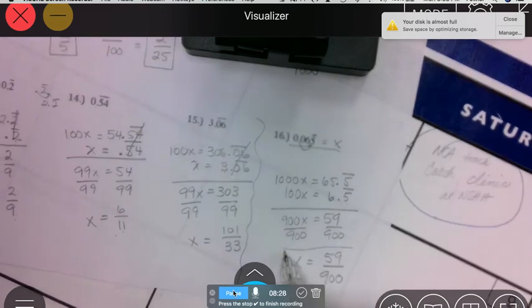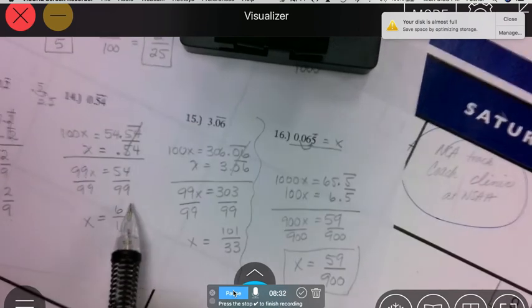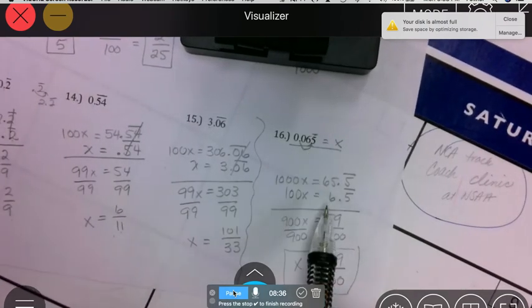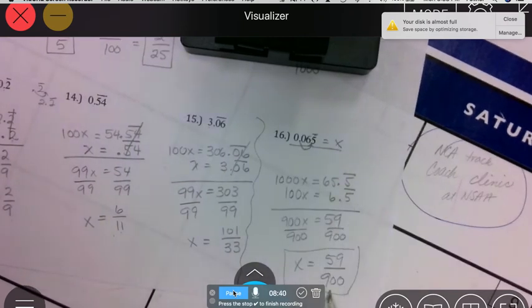Trying to find some shortcuts, sometimes you can recognize a pattern with the 9s, 99s, and so on. But if the repeating does not happen right after the decimal, then you have to get that decimal there. Your denominator could be 990. It just depends. 9,000. It just depends on where your decimal is.